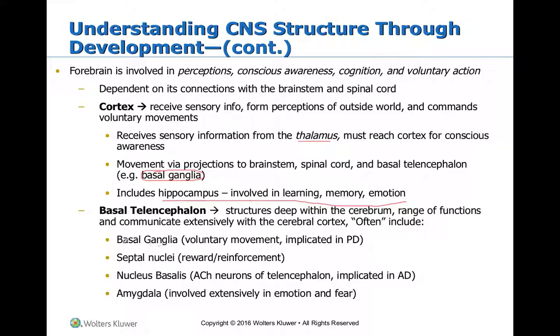Now, the ones that we often include in this are the basal ganglia, which are important for voluntary movement, septal nuclei, important for our reward and reinforcement of stimuli, the nucleus basalis, which is important for acetylcholinergic neurons, implicated in Alzheimer's disease, as well as the amygdala, involved extensively in emotion and fear.